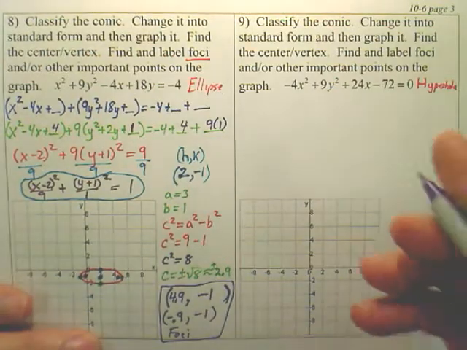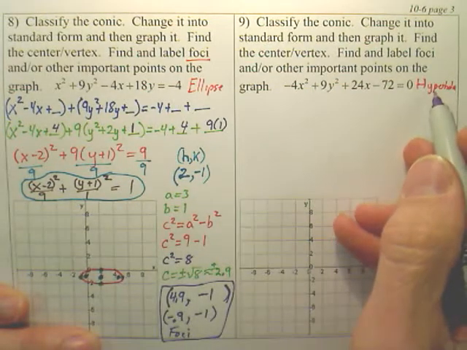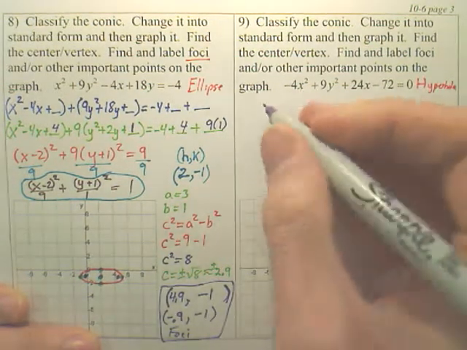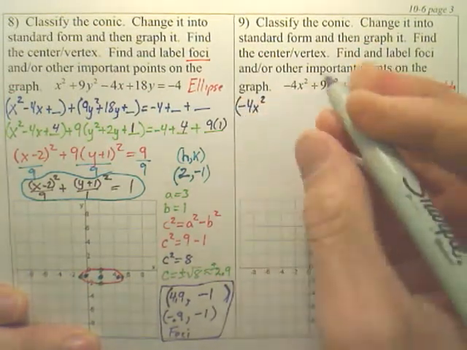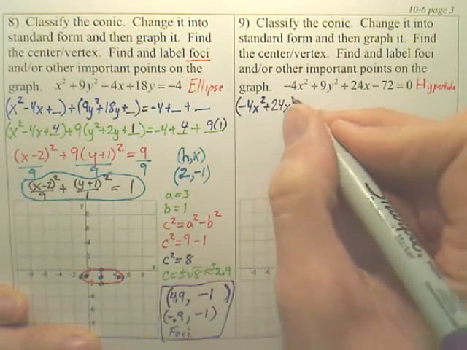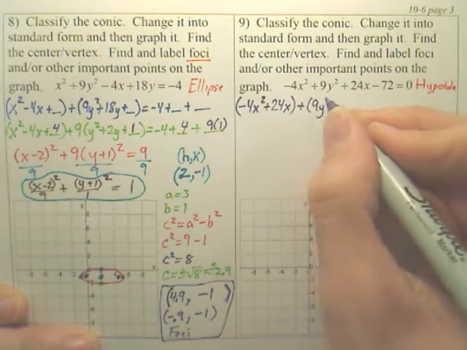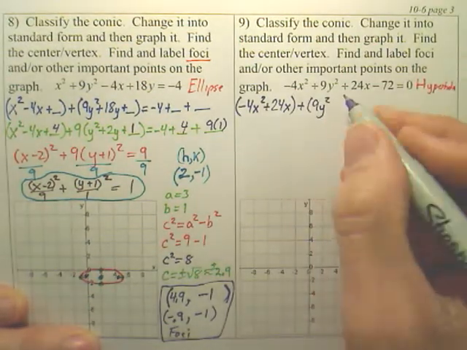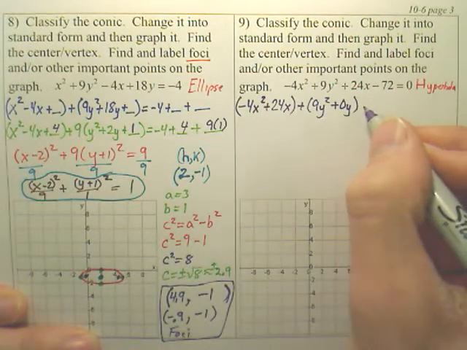Okay, last one. I want to get a hyperbola. So what you're going to do is group the x squareds, the x's, group them, plus group the y's. Oh wait, no, I'm going to put 0y for now.